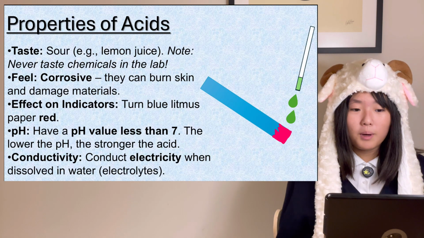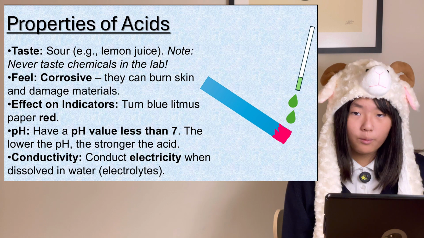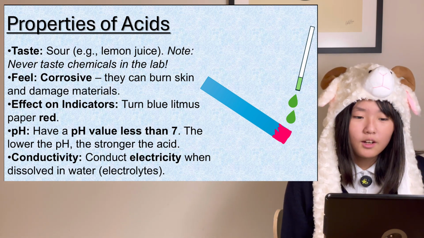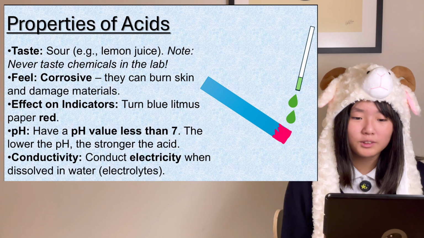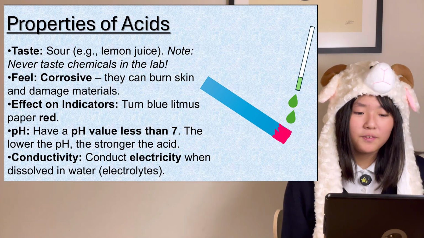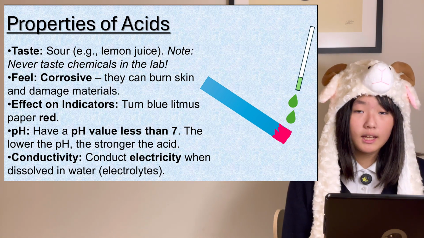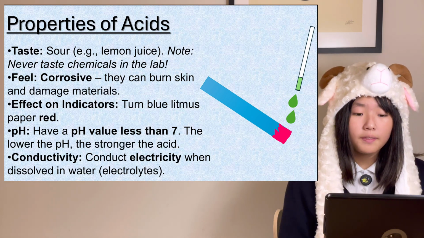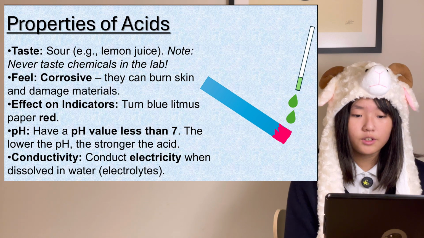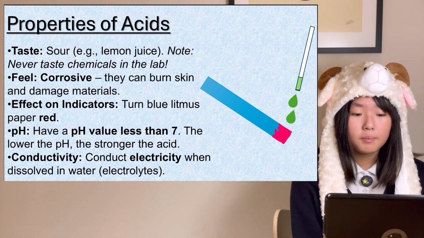Now I'll teach you some properties of acids. They taste sour, well, the ones that you can eat. For example, lemon juice. But never taste any chemicals in the lab. They feel corrosive. They can burn skin and damage materials. A less strong acid, like lemon juice. The effect on universal indicators is that they turn blue litmus paper red.